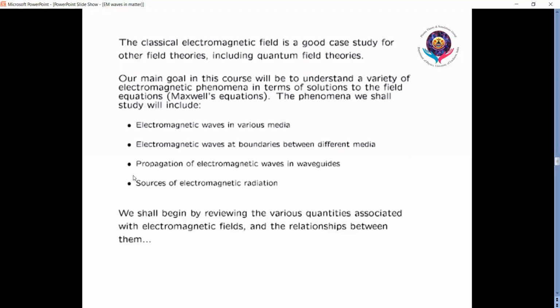And in our next lectures, we will be studying electromagnetic waves in different kinds of media. We will be considering only media. The propagation in waveguides and the sources of electromagnetic radiation are not in your course. They are in the syllabi of the higher classes. We'll be limiting ourselves only to this concept of electromagnetic waves in various media. The propagation at boundaries, in waveguides, and sources are in higher classes, when you come to, I think, semester 4 or 5.